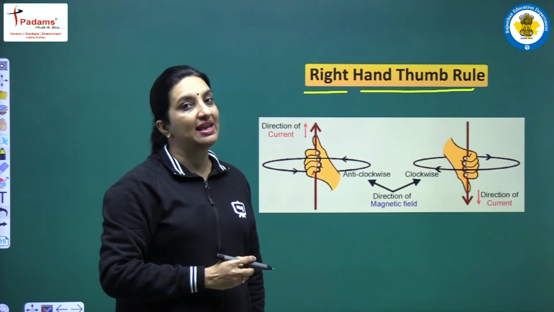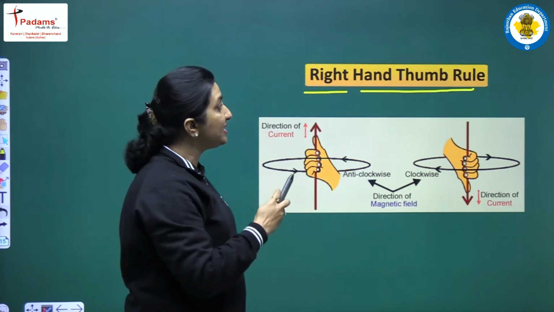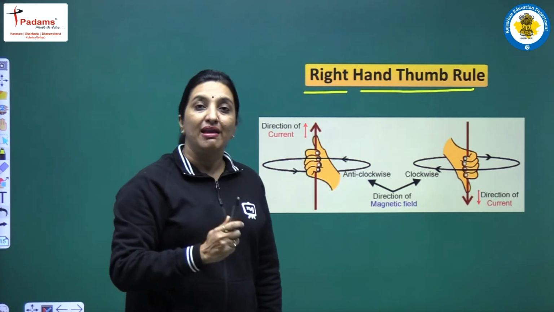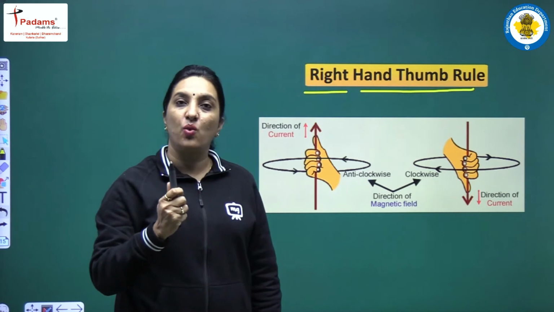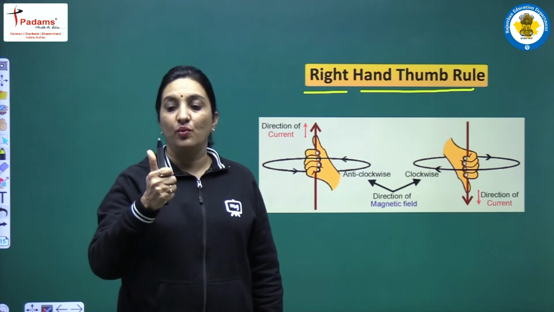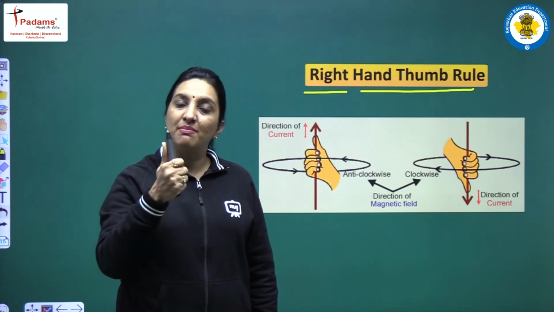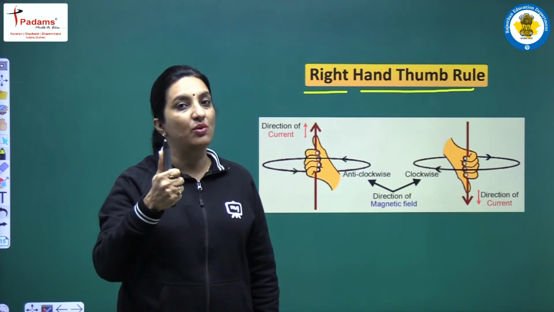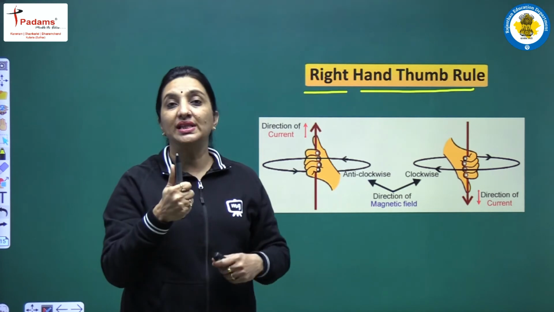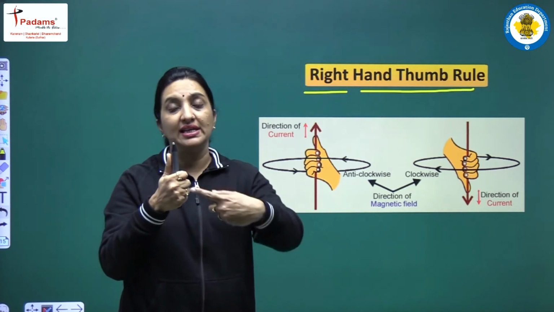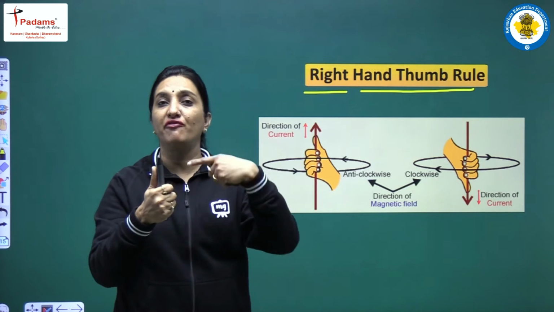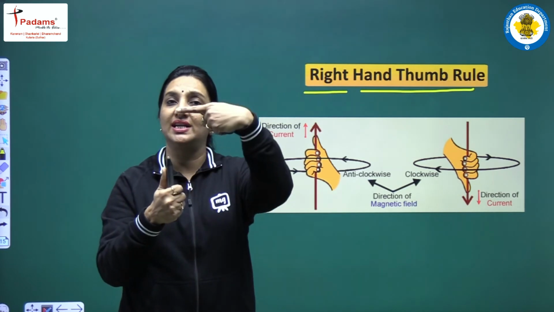a current carrying wire. So students, this right hand thumb rule states that if we hold the current carrying wire in our right hand with the thumb indicating the direction of current, students, we just imagine holding the current carrying wire in our right hand with the thumb in direction of current. Here the thumb is pointing in the direction of current. Here we have supposed that the direction of current is like this.